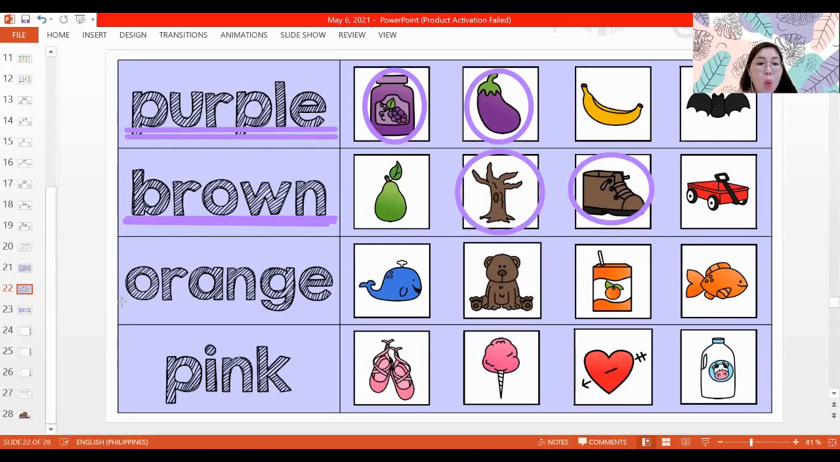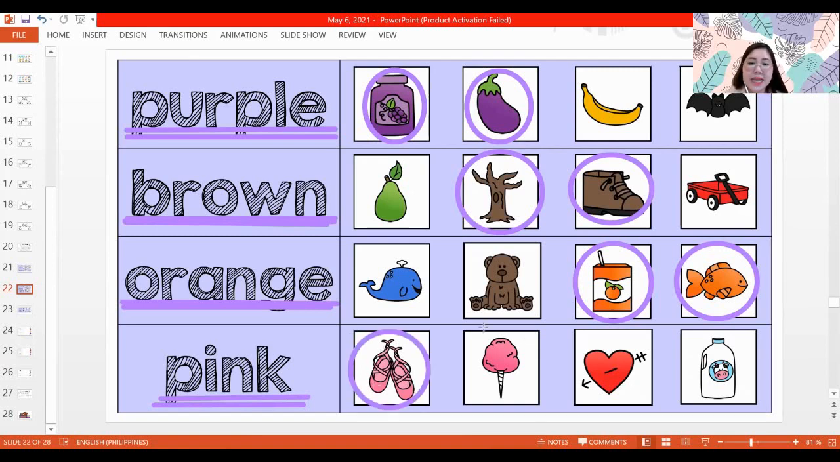Okay, here, O-R-A-N-G-E. Oh, orange. Let's read that one more time. Orange. Orange, just like our juice and the fish, is color orange. And this one, your favorite colors, especially Maggie Mix. P-I-N-K, that is pink. Let's read that one again. Pink. Pink like the ballerina's shoes. And pink like cotton candy.